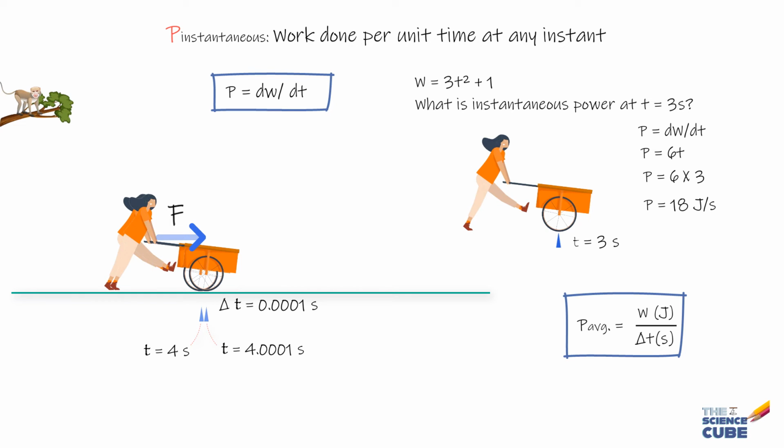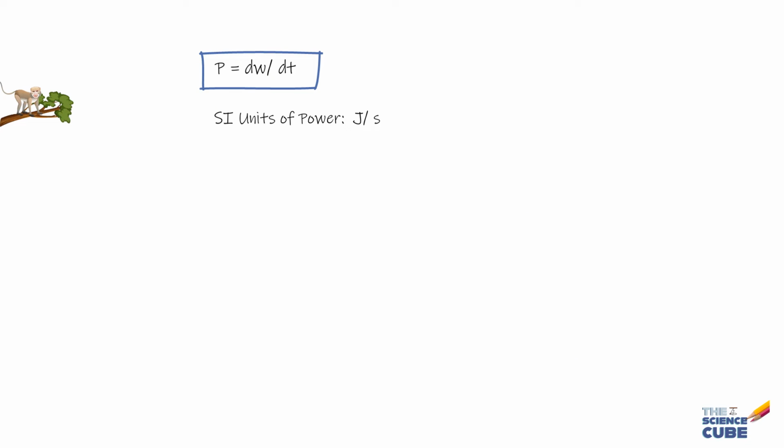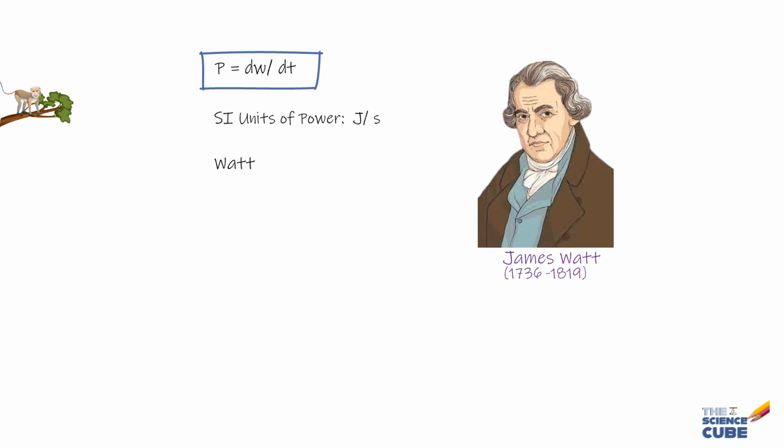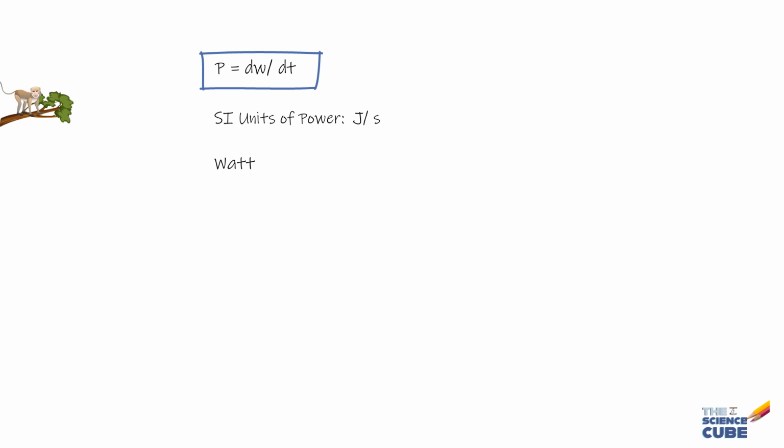done by the force. Also, the SI unit of power is joules per second, and since this unit is used so often, it has a special name, that is watt, after James Watt, who made a significant contribution to the rate at which steam engine could do work. So you can say that 1 watt is equal to 1 W is equal to 1 joule per second.